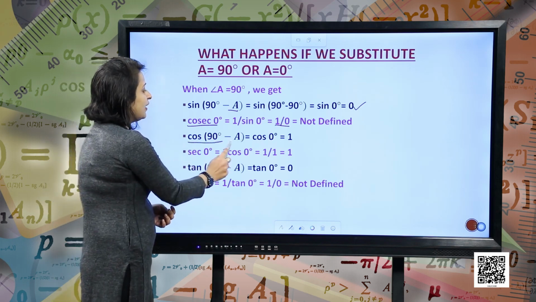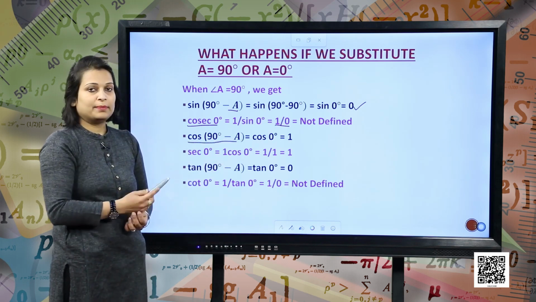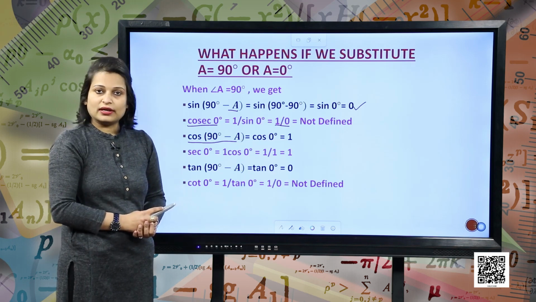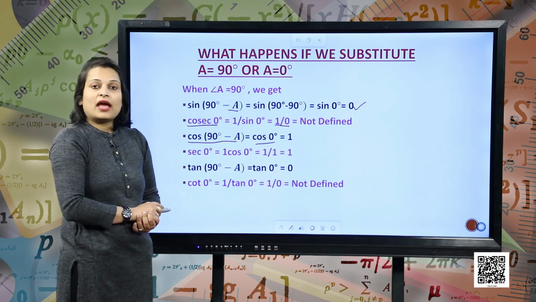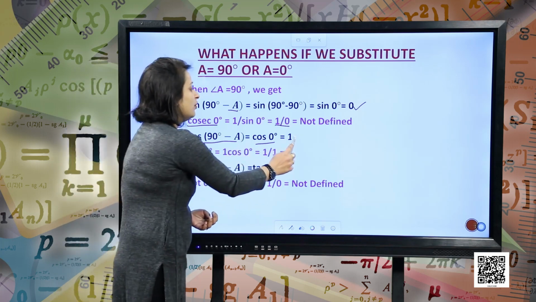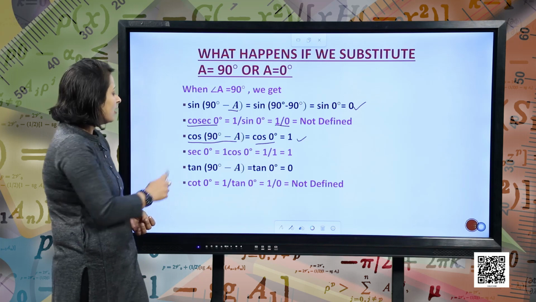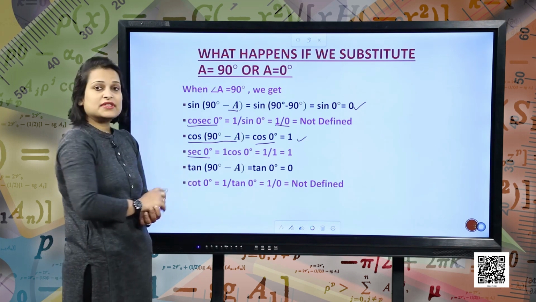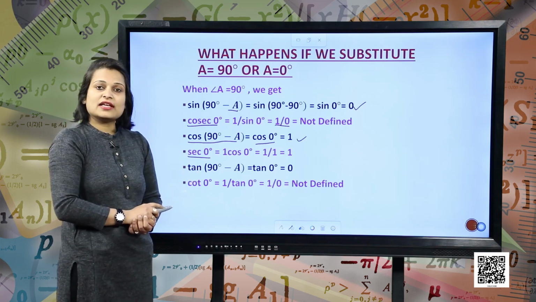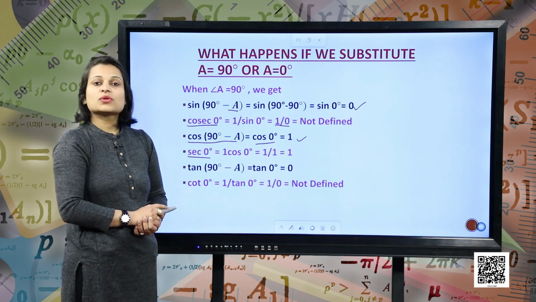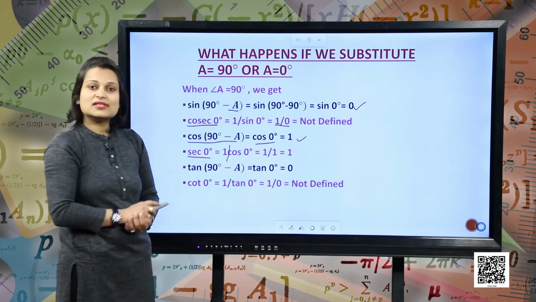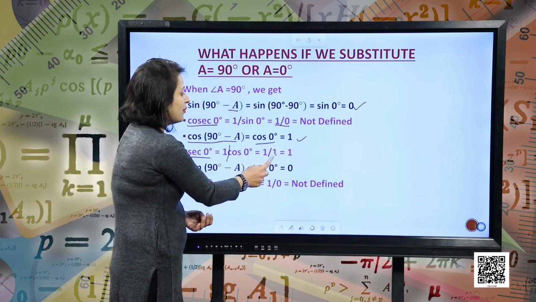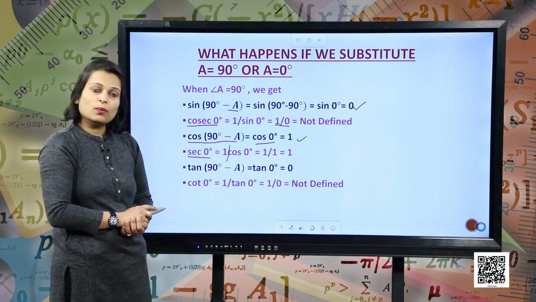Now, cos of 90 degree minus A. In place of A, you have to write 90 degree. So, what will you get? Cos of 0 degree. And you know the value of cos of 0 degree is 1. Now, what is the value of secant 0 degree? Secant is reciprocal of cos. So, secant of 0 degree is 1 upon cos 0 degree. So, what you will get? 1 upon 1 is equal to 1.